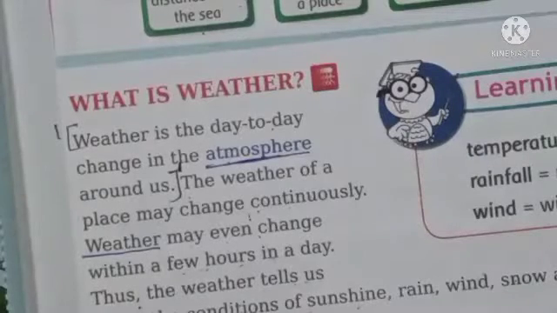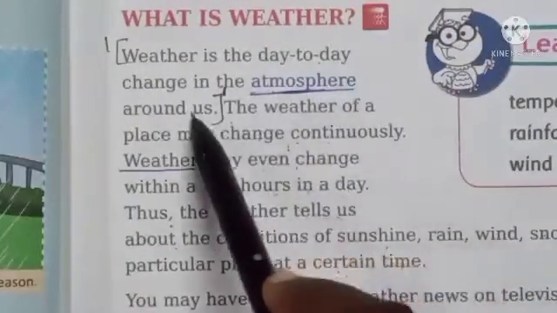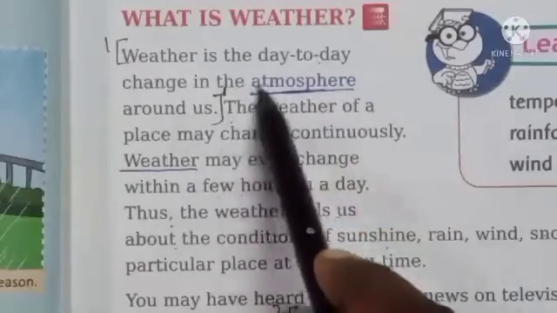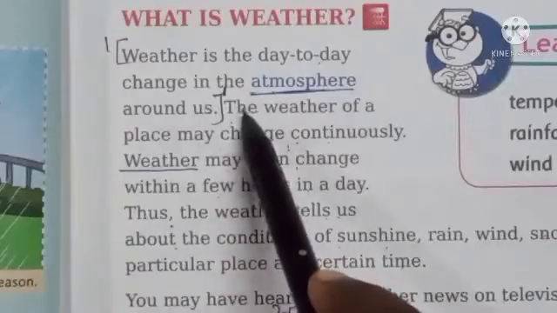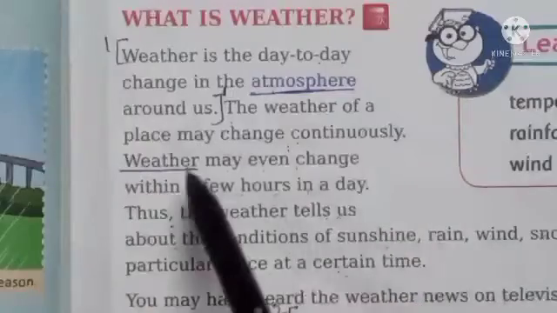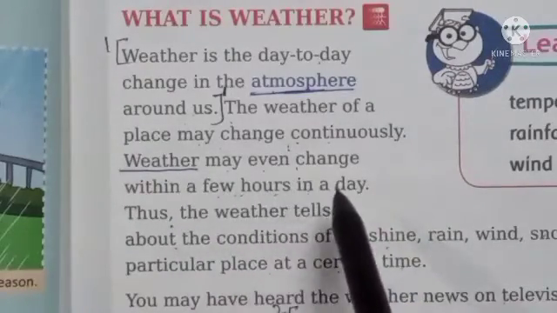Social Science, Chapter 4, Climate in India. In the previous class, we learnt about what is weather. Weather is the day-to-day change in the atmosphere around us. The weather of a place may change continuously. Weather may even change within a few hours in a day.